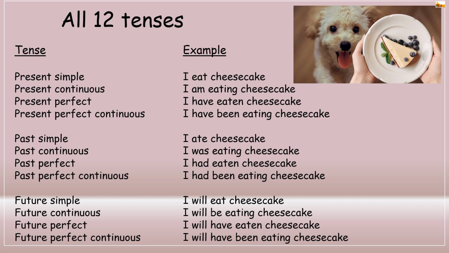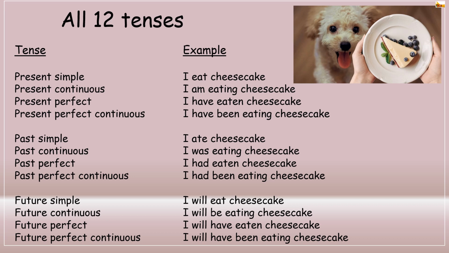Then we move on to the past simple, I ate cheesecake. Past continuous, I was eating cheesecake. Past perfect, I had eaten cheesecake. Past perfect continuous, I had been eating cheesecake.